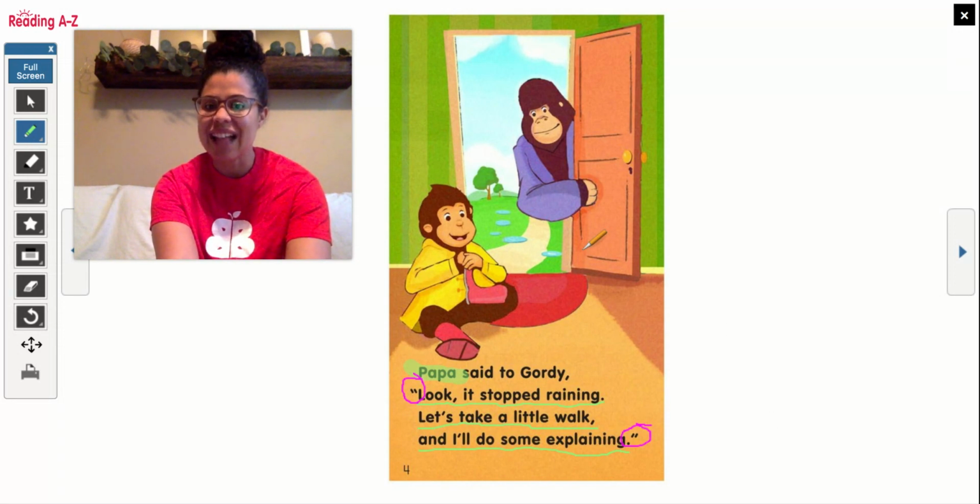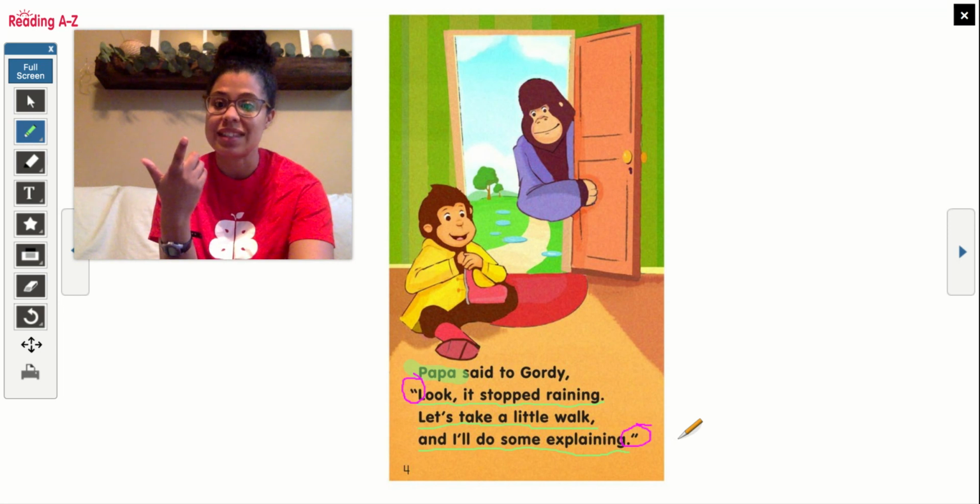This is telling me that Gordy doesn't know much about the five senses and that Papa's getting ready to teach him. Did you see how we can look for quotation marks in order to determine what is being said and who is saying it? I want you to remember that as we're reading the book today. I think we're ready to reread now. Let's get started.